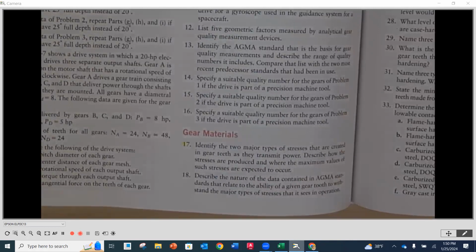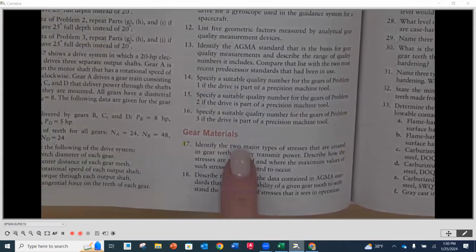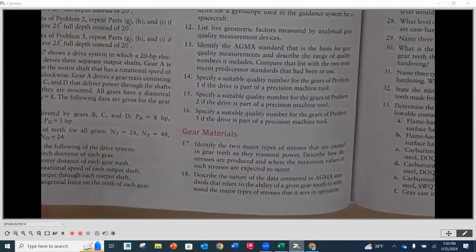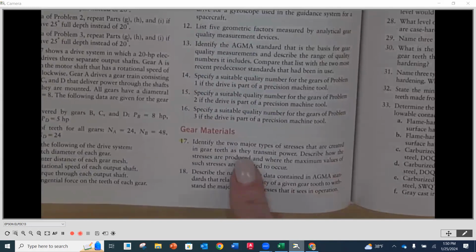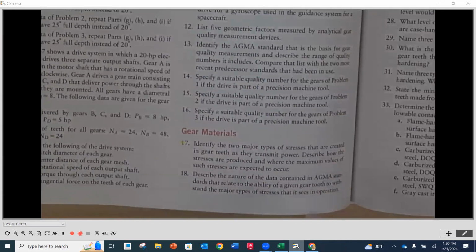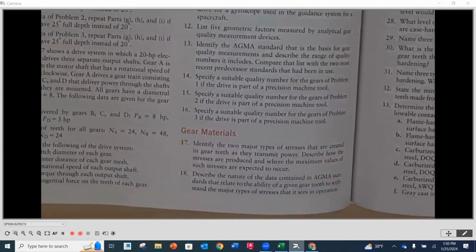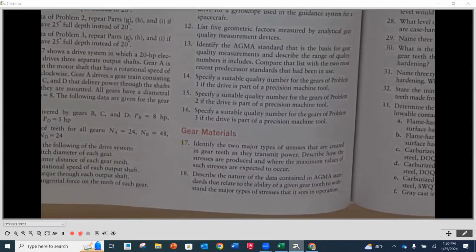Okay, we did talk about two main ones over and over again the last couple times we were together. So answer that question, and make sure you're complete. I always look back and I say, did they identify the two major stresses? And then did you describe how those stresses are produced and where they're going to be maximum? Make sure that you're identifying each one of those in your answer.